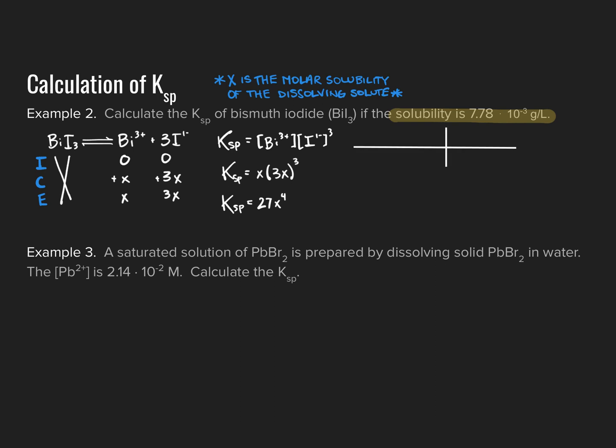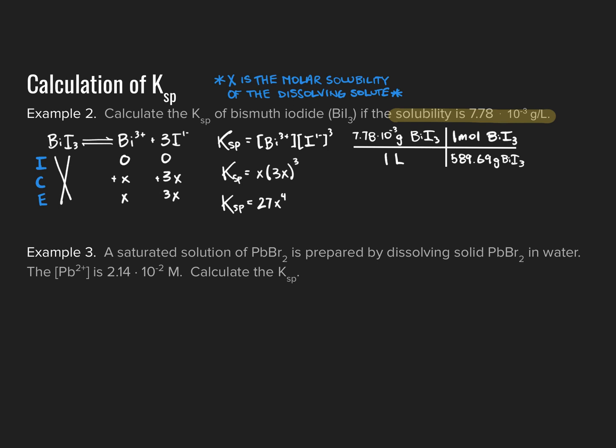With this monorail, I'm going to write it again as a compound unit. That is 7.78 times 10 to the negative 3rd grams of bismuth iodide per liter. So my grams go in the numerator, my liters go in the denominator. And now I'm going to do a quick molar mass calculation for bismuth iodide. I find the molar mass of BiI3 to be 589.69 grams of BiI3 per mole of BiI3.